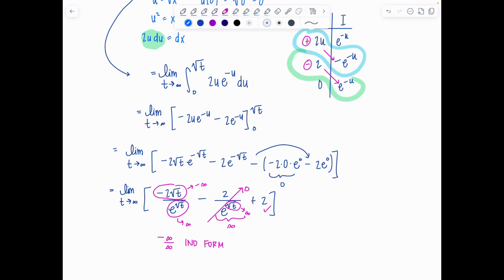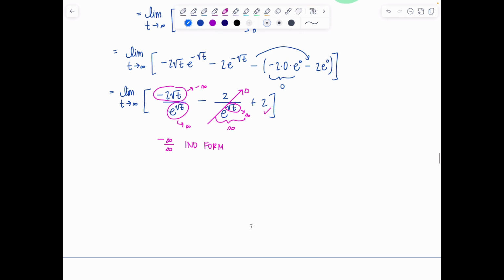So we need to do L'Hopital's rule to evaluate the limit off to the side. So you just take a little moment for yourself and you go aside. Or you could write "consider" the limit as t goes to infinity of negative 2 rad t over e to the rad t. So I verified we've got negative infinity over infinity, so we can go ahead and use L'Hopital's rule.